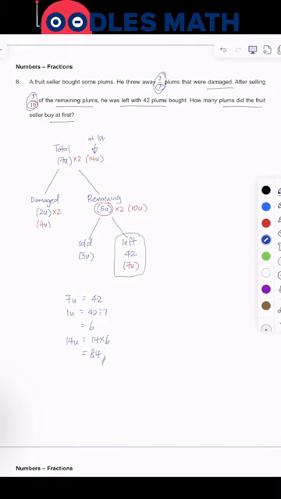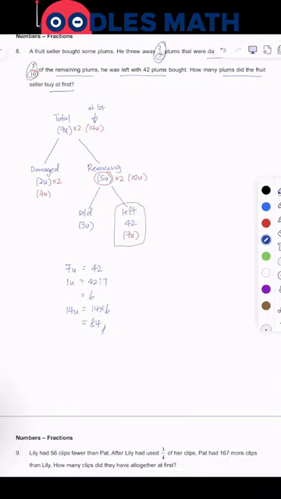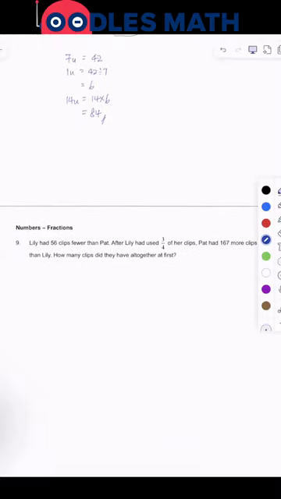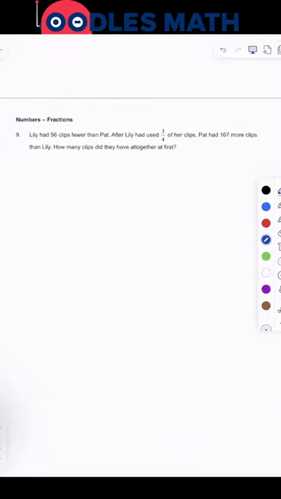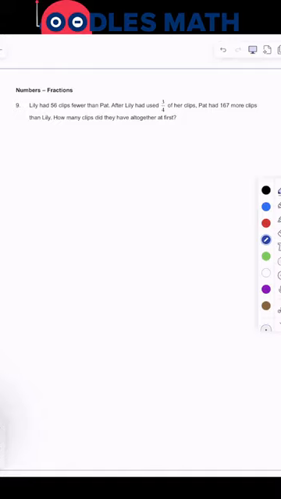Now let's go on to question number 9. Okay, question number 9 is again another question on fractions. Now Lily had 56 clips fewer than Pat. After Lily had used 3/4 of her clips, Pat had 167 more clips than Lily. So how many clips did they have all together at first? So first key thing, 56 clips fewer. Alright, so let's draw the model.